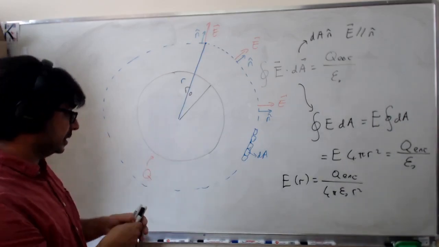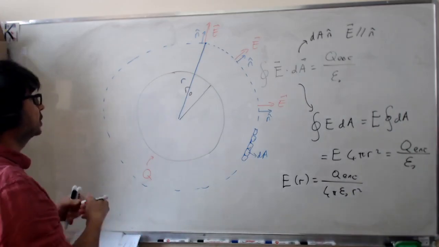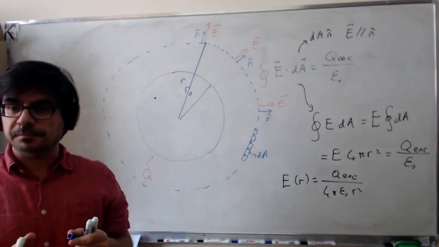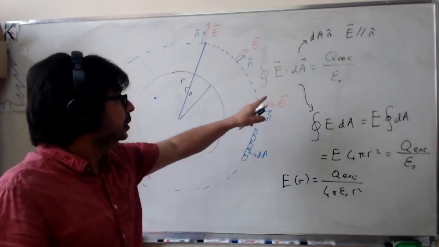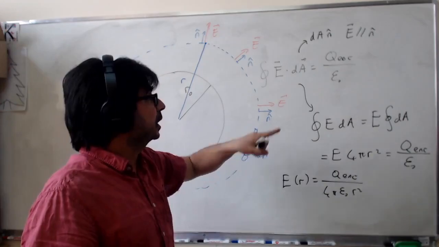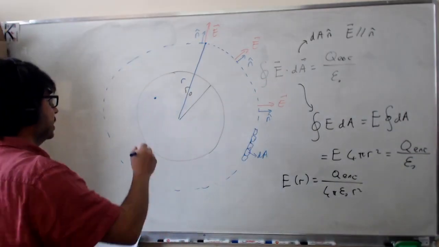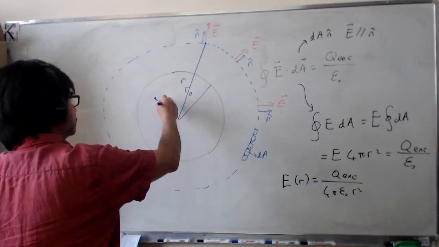Now what if this is inside? What if I choose a point that's inside? My strategy is the same. I still want to have some simple properties for this electric field. I still want to be able to get this dot product easily and so on and so forth. So let's call this r prime.